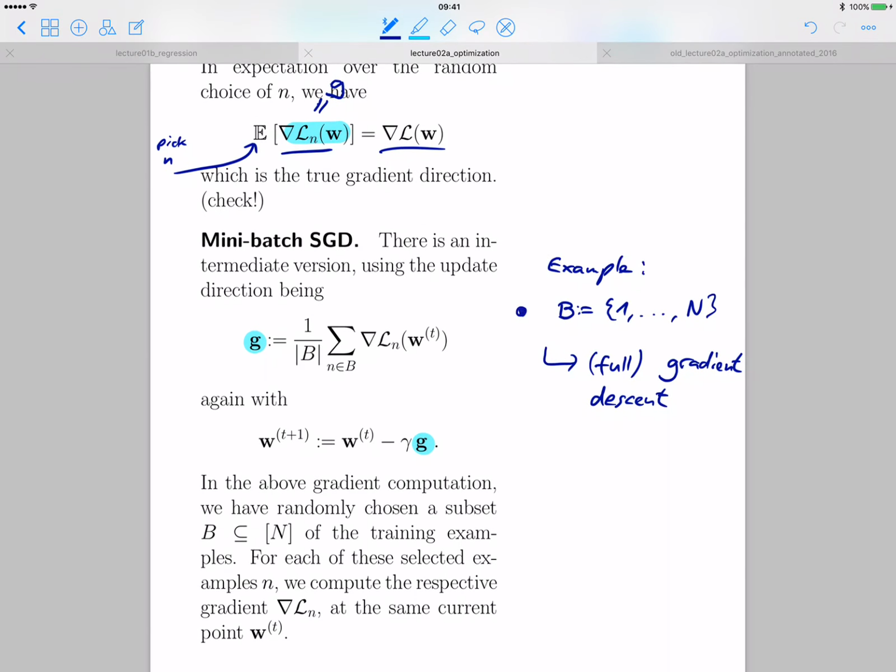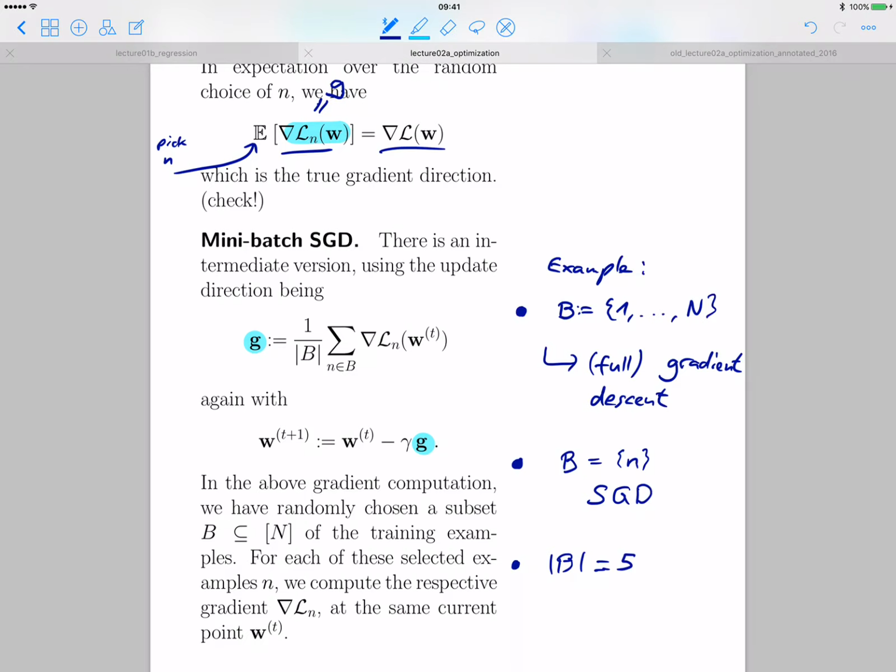Here's one example. Then you get SGD, right? So why would you pick a set of, let's say, 5 points? Anyone has any idea why this could be a good idea to do?